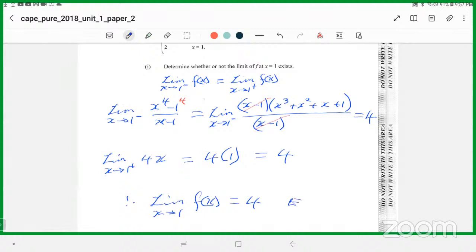Wait, sir. Couldn't you just differentiate the numerator and the denominator and get the same 4? Differentiate the numerator and the denominator. That's a method. I think that's a method that applies sometimes, you know.